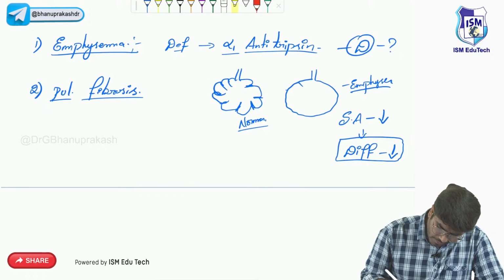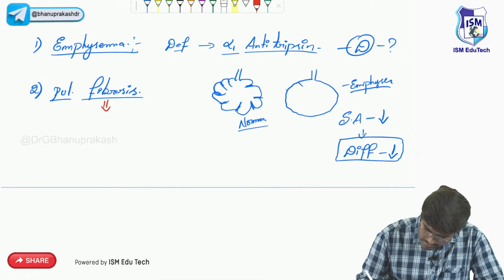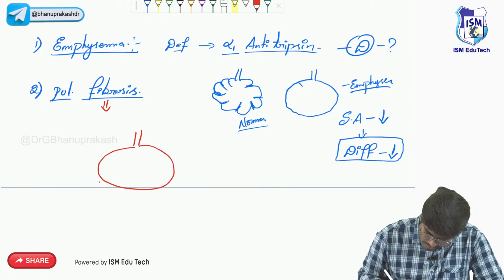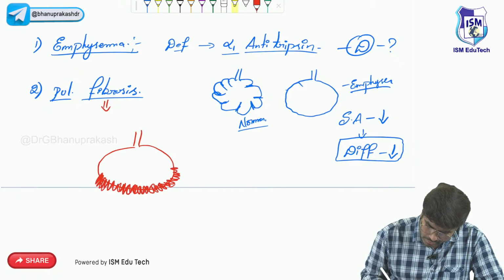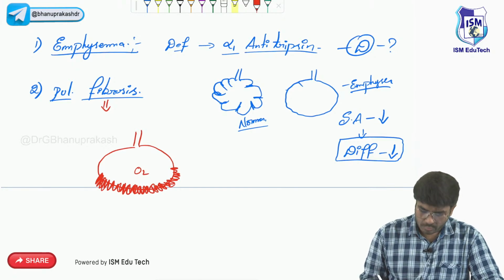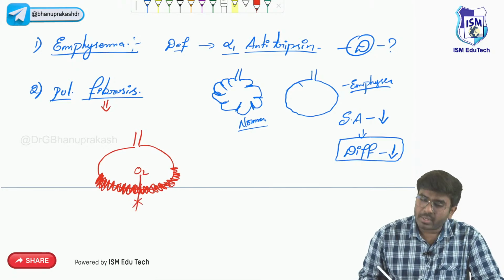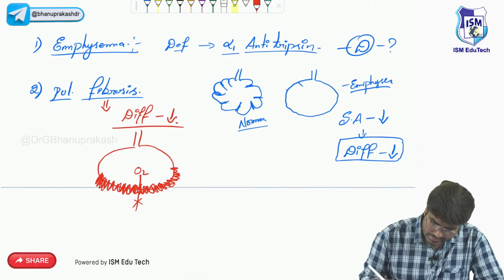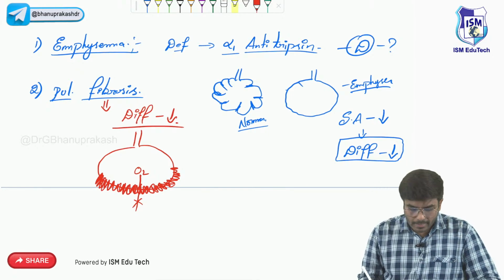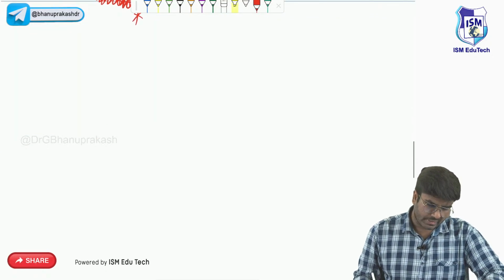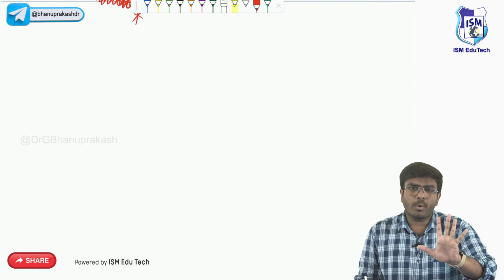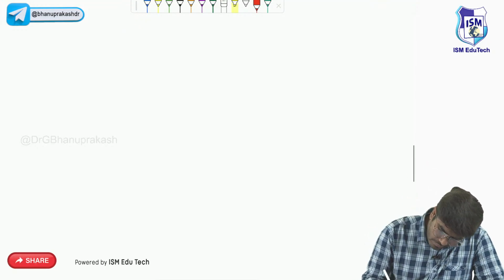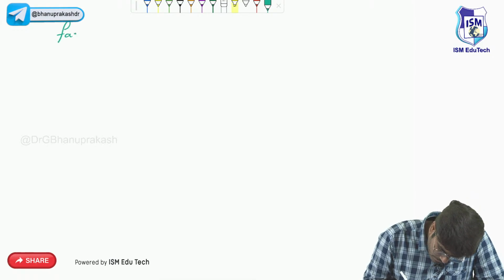Now tell me, in pulmonary fibrosis, what happens? This is how pulmonary fibrosis will look. The entire alveolus, the alveolar basement membrane, will become more fibrotic. Now do you think the gases will exchange properly? No, gas exchange is not happening properly. So in pulmonary fibrosis, what happened to diffusion? Diffusion decreases. Both in emphysema and pulmonary fibrosis, diffusion decreases. So, simple diffusion, some important related points completed. Now let's start our second topic, that is facilitated diffusion.